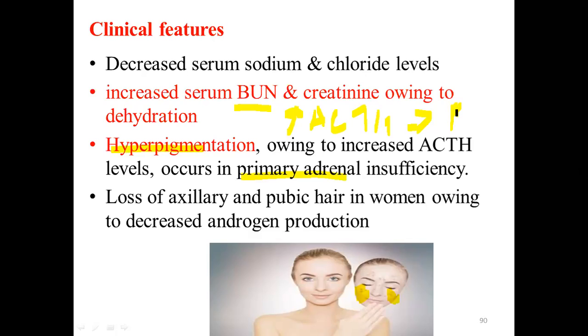Then in case of primary adrenal insufficiency, there is also loss of axillary and pubic hair in women, owing to decreased androgen production. Loss of axillary and pubic hair is very common in women because the only source of androgen in females is the adrenal gland.